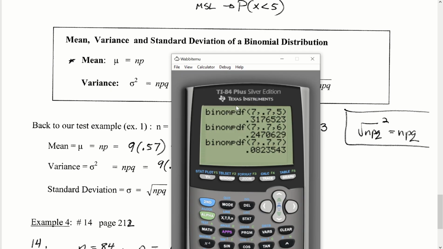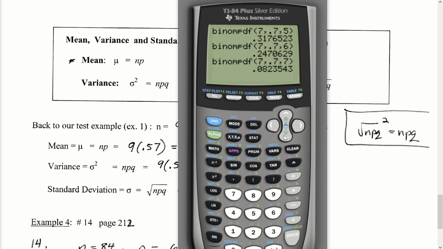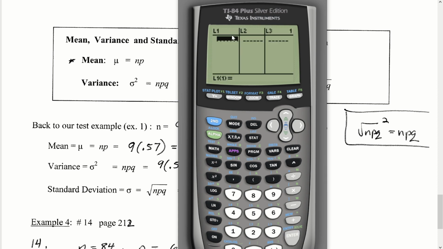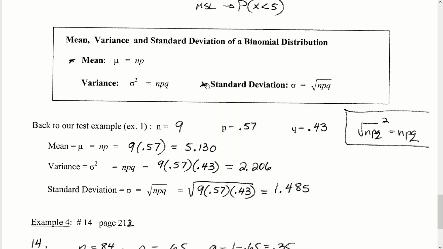The way that we would do this, if you had the probability distribution, to recall, if you go to your stat menu, you would go to Edit, you would put all of the x values in L1, you would put the corresponding P of x values in L2, and then you would do a one variable stat L1, L2, and that would give us the mean and standard deviation, and then you could simply square that to get the variance.